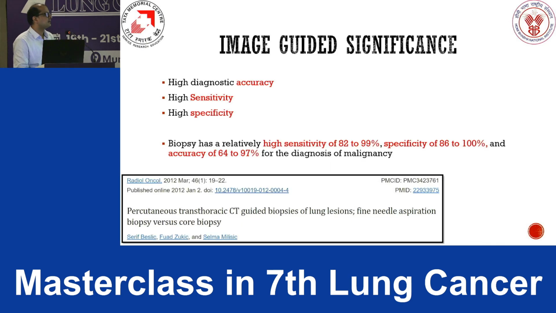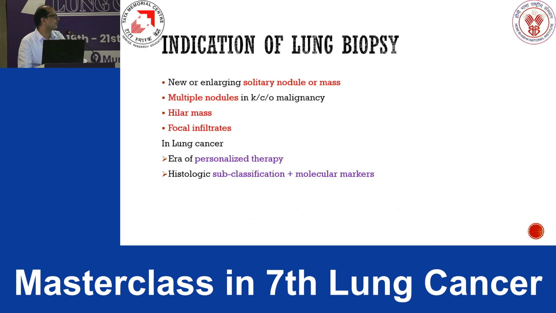So image guided has its own significance, and it has high accuracy, high specificity, which ranges from 60% to 97%, and high sensitivity around 82 to 92%. This is a paper which characterizes all three, and it is a meta-analysis. FNAC obviously is inferior as compared to biopsy, and biopsy has much better implication because the tissue is more.